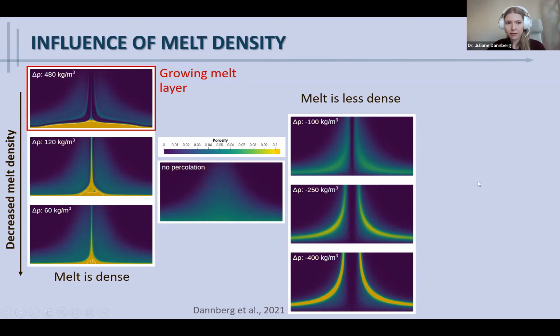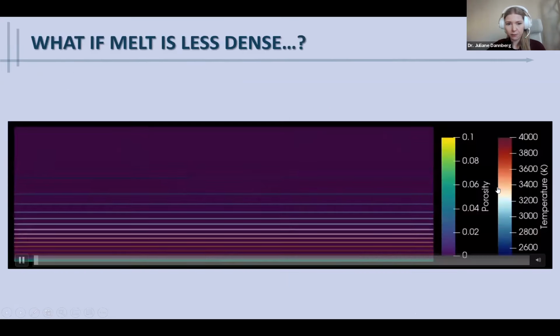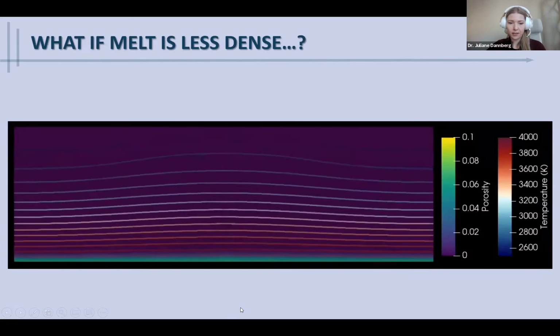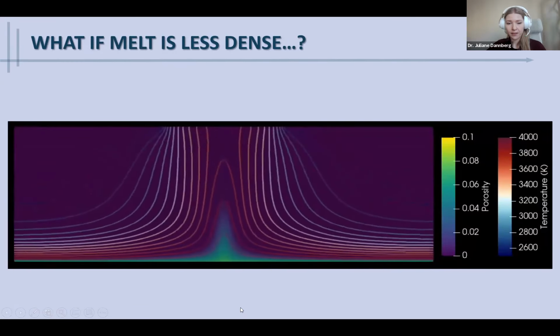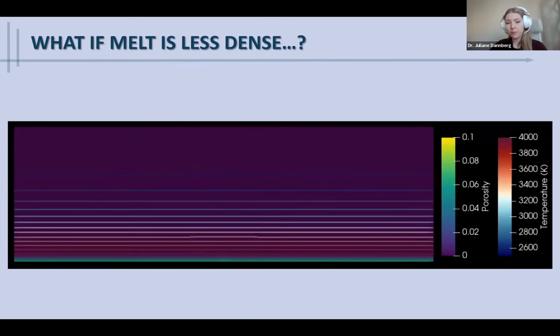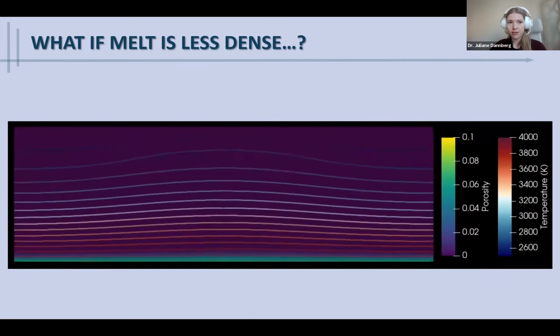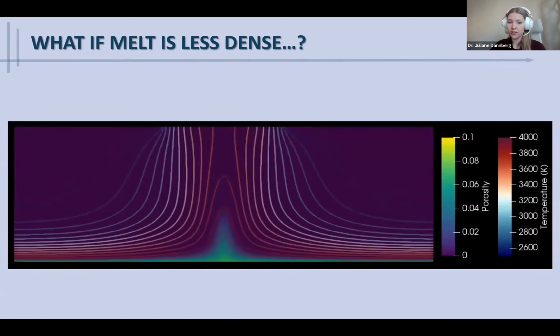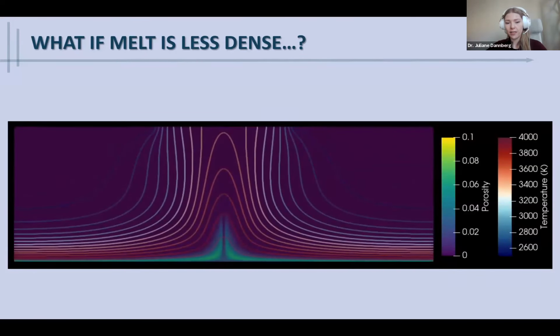So we can also have a look at the animation of how these melt bands form. Again, at the start, melt is not allowed to move. And then at this point in time, it starts moving upwards into the plume conduit. And then it moves upwards until it reaches a pressure and temperature that's below the solidus, and then it freezes again. So that's why we only have these melt bands at the very base of the plume conduit.